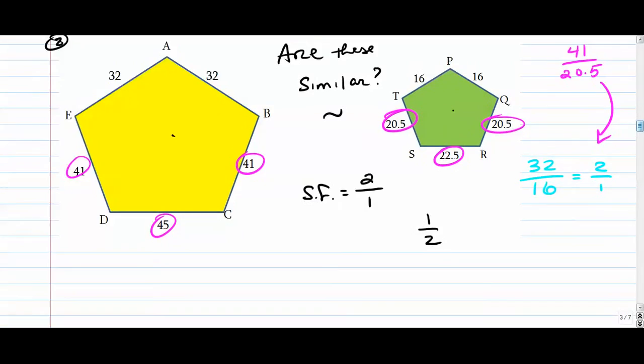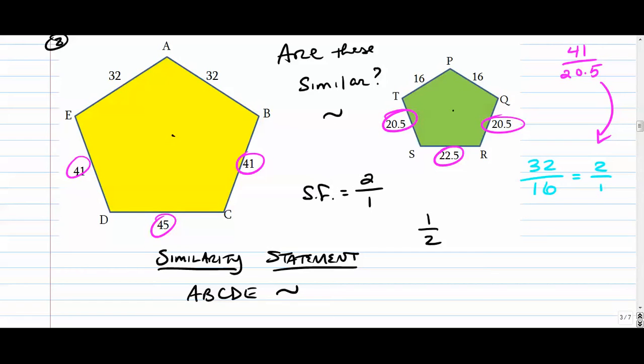And the last thing that you want to do here is learn how to write a similarity statement. And that's basically an order of letters. So you want to say shape A, B, C, D, E, which is a pentagon, is similar to, and you want to start with the same corresponding letters. If we started with A in the yellow, we want to start with P in the green and go in the same clockwise order, P, Q, R, S, T. So all those letters should correspond with each other.